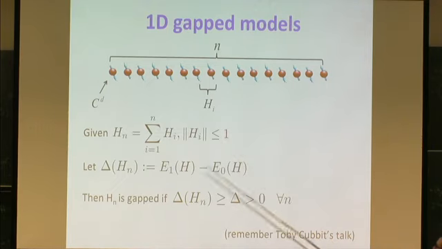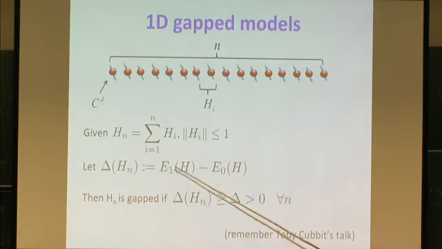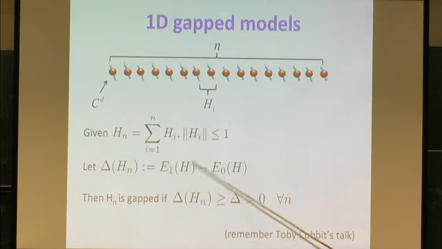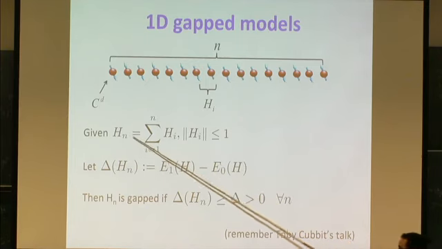Toby already explained to us yesterday: we have a Hamiltonian, and we can define the spectral gap. It's just the difference between the first excited energy, the second, so the minimum eigenvalue and the one right above it. So this is the gap. If you think about a gap, you can think about a family of Hamiltonians where n grows.